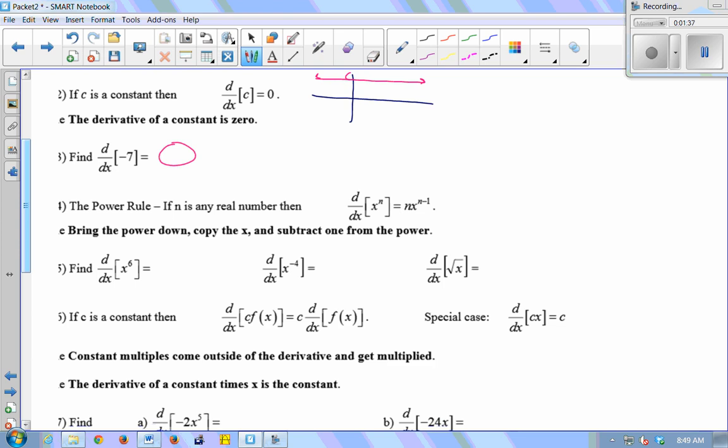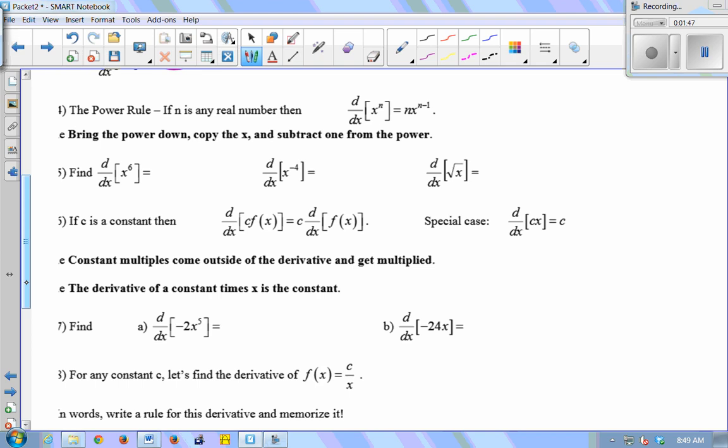All right, and then we have the power rule. So the power rule says if you have n, any real number, and x is your variable, and you want to take d dx of x to the n, you bring the power down, you bring the n down in front of the x, and then you copy the x, and then you subtract 1 from the exponent. So you have n x to the n minus 1.